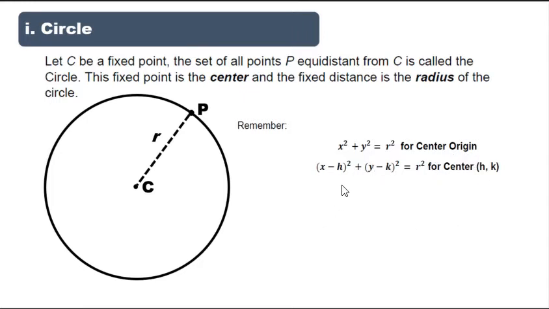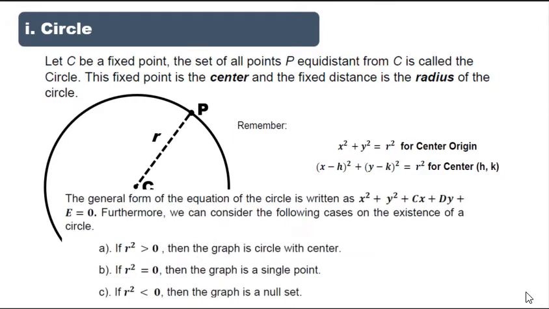We have also another standard form of a circle if the center is at (h, k), meaning anywhere on the Cartesian coordinate plane. So we have the quantity of x minus h squared plus the quantity of y minus k squared is equal to r squared, where r is the radius, and the center in this event is (h, k), while here the center is at (0, 0) or at the origin.